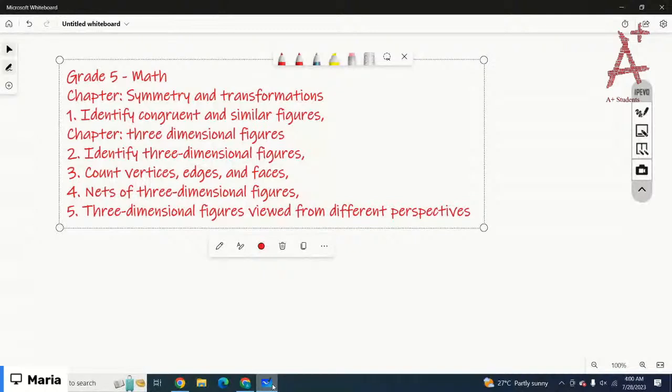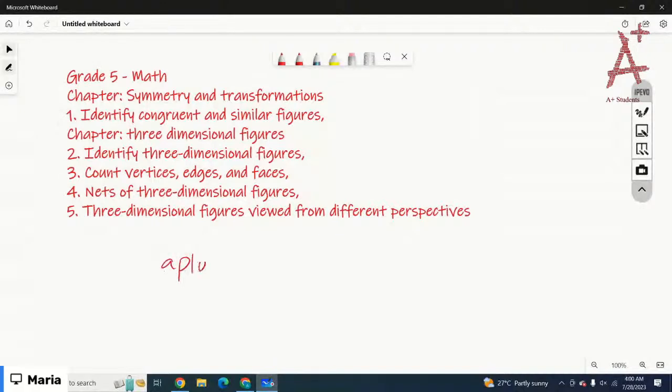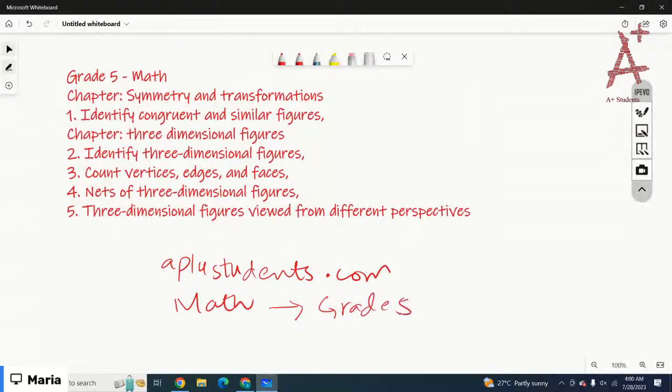You can find all the lessons on aplusstudents.com. You have to log in there using your email address, and the password is provided by the administrator. Then you have to select math from the subject tab, scroll down to grade 5, and then click on view all lessons.